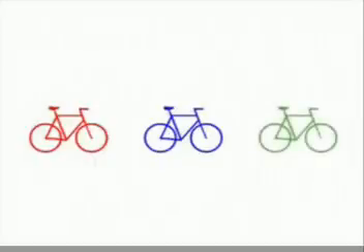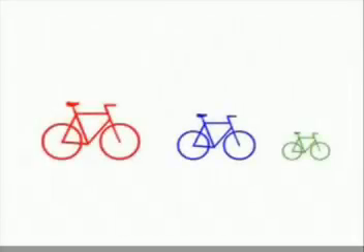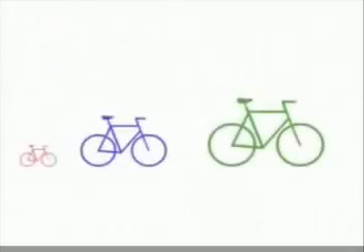A red bike, a blue bike, a green bike. Compare, comparative. Bigger than, smaller than, faster than. The red bike is bigger than the blue bike. The green bike is faster than the red bike. The blue bike is smaller than the green bike.